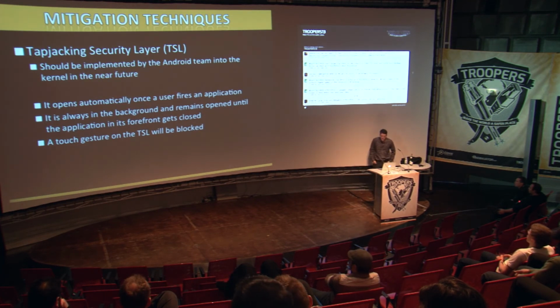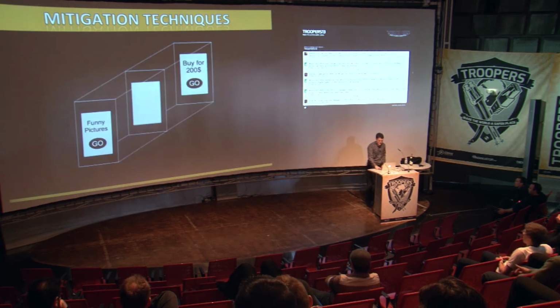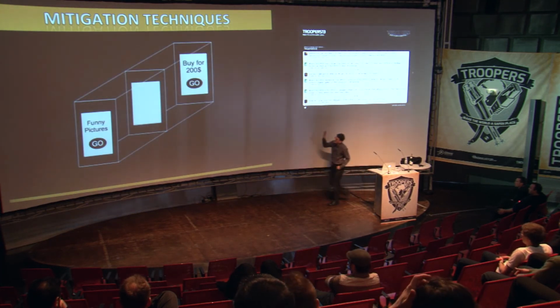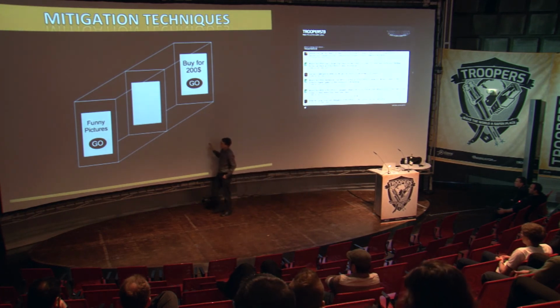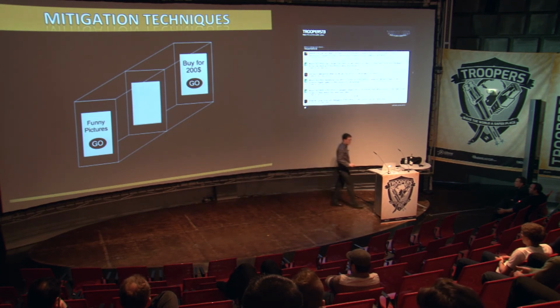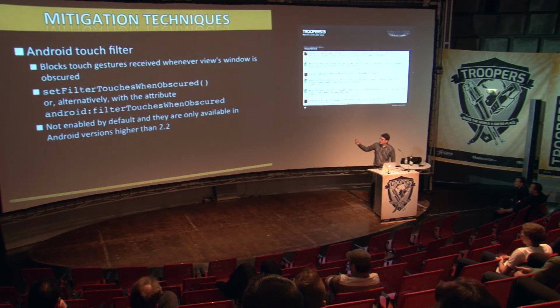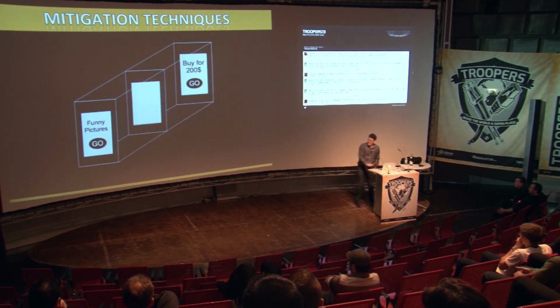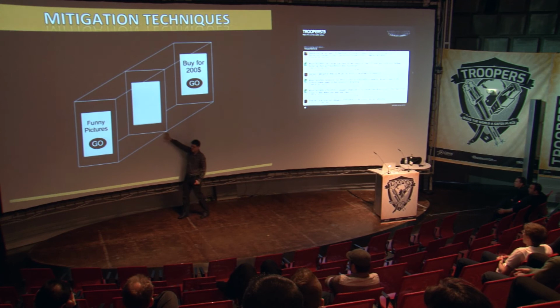Our idea was the following. We want to introduce a tab-jacking security layer, a TSL. And this layer consists of more or less one button. And this button is using the attribute from the last slide here, so it is using Android filterTouchesWhenObscured. So whenever there is a notification, it will be blocked with our layer, and thus the application behind it, like the phone call application, cannot be attacked anymore.